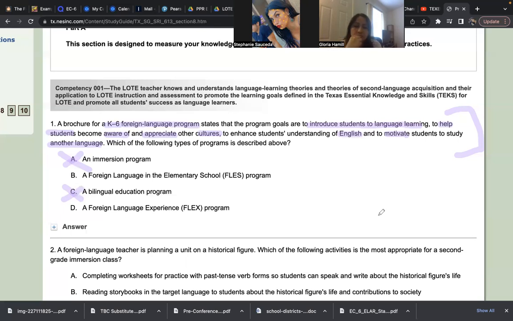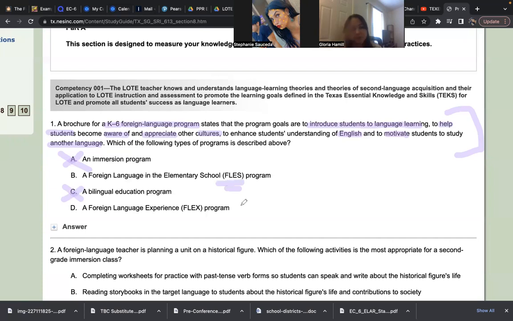So we're left with these two. You have to read the answer choices just as carefully as the question in the scenario. So we have a foreign language in the elementary school. That's what the FLES program is. It's like an actual study of foreign language. A foreign language experience program does what, do you think?